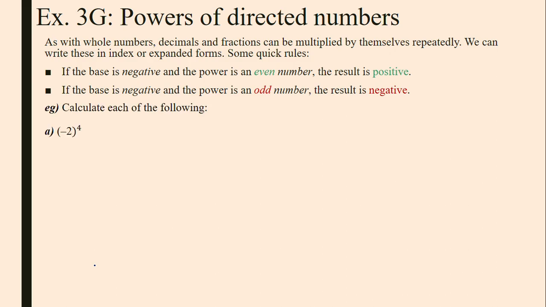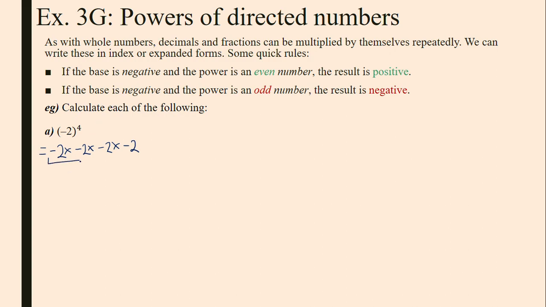First example is negative 2 to the power of 4. So we'll start by writing this out in expanded form. It might be easier to visualize that way. If you'd like to skip this step, you are welcome to, but I will write it out step by step just to really show you what's going on. So we've got 4 negative 2's in the multiplication, and they are each multiplied by each other.